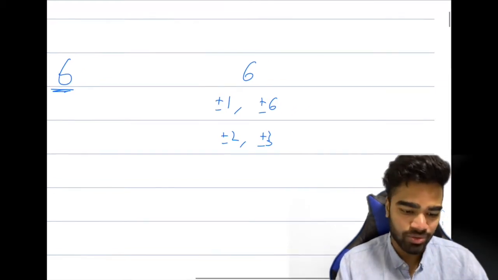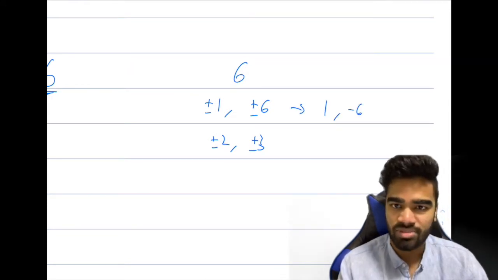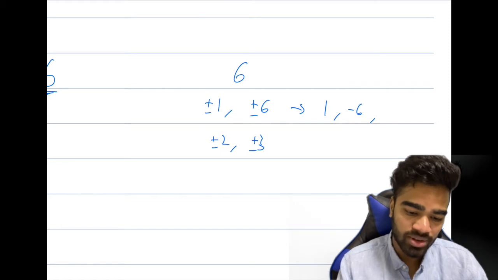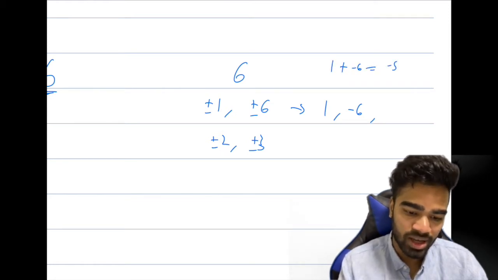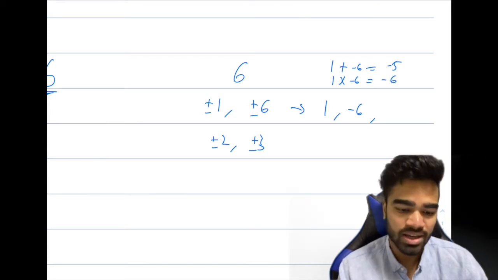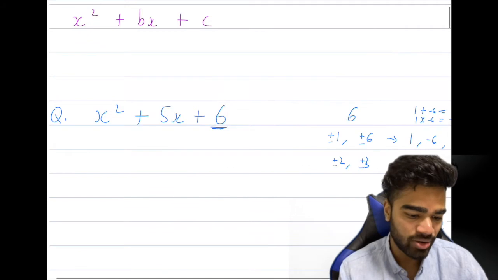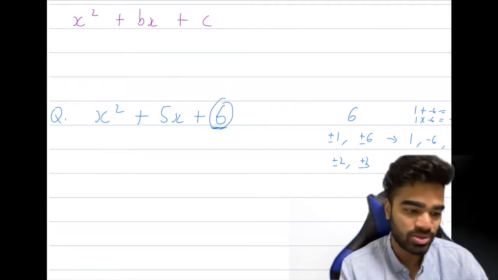Okay, for example, let's do a quick example. Let's say I got 1 and negative 6. It could be anything. If I add both of them, 1 plus negative 6, I'm going to get negative 5. 1 times negative 6 is going to be negative 6. So clearly they don't satisfy our conditions. They don't add to 5 and they don't multiply to positive 6.